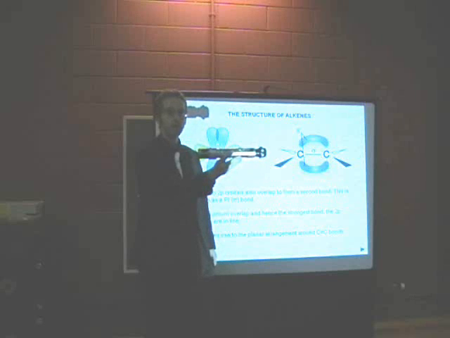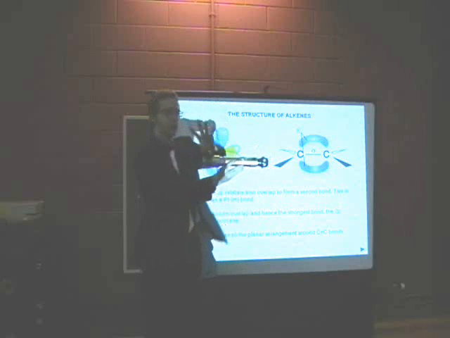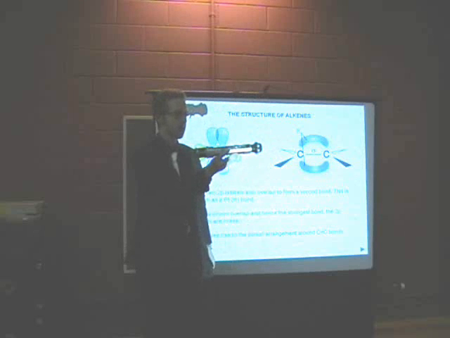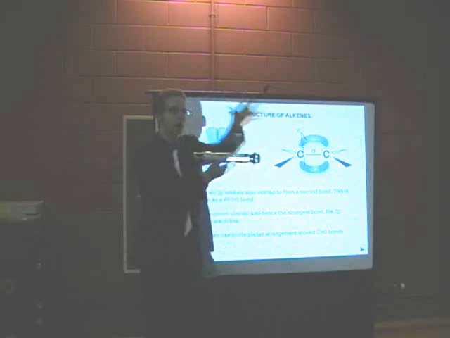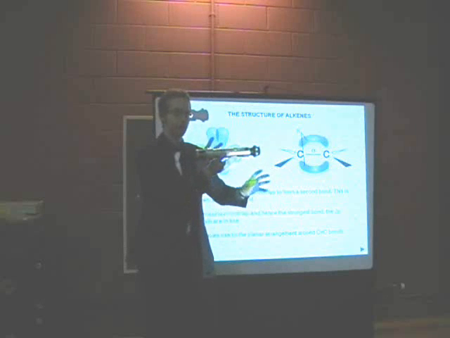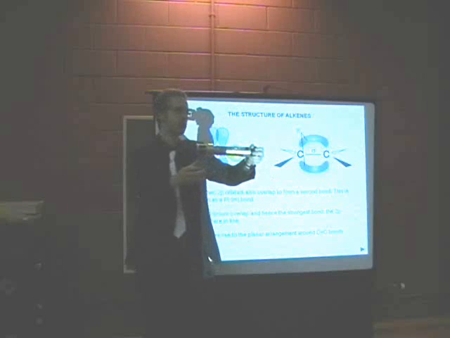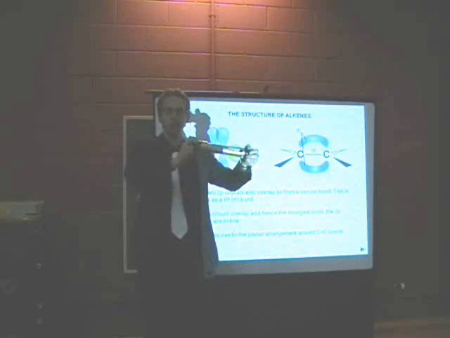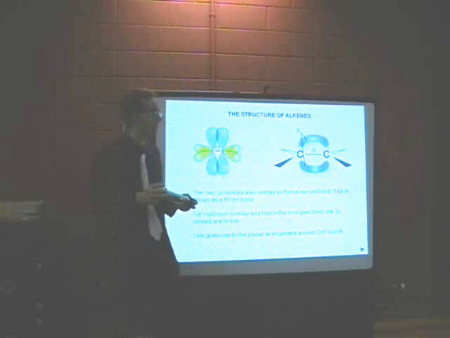Happy with that? With the p orbitals here, and here, here, and here. Happy with that? And these overlap there, and they overlap there. Happy with that? And what that means is that the two ends can't rotate with respect to each other. Does that make sense? Yep, seeing some nods.